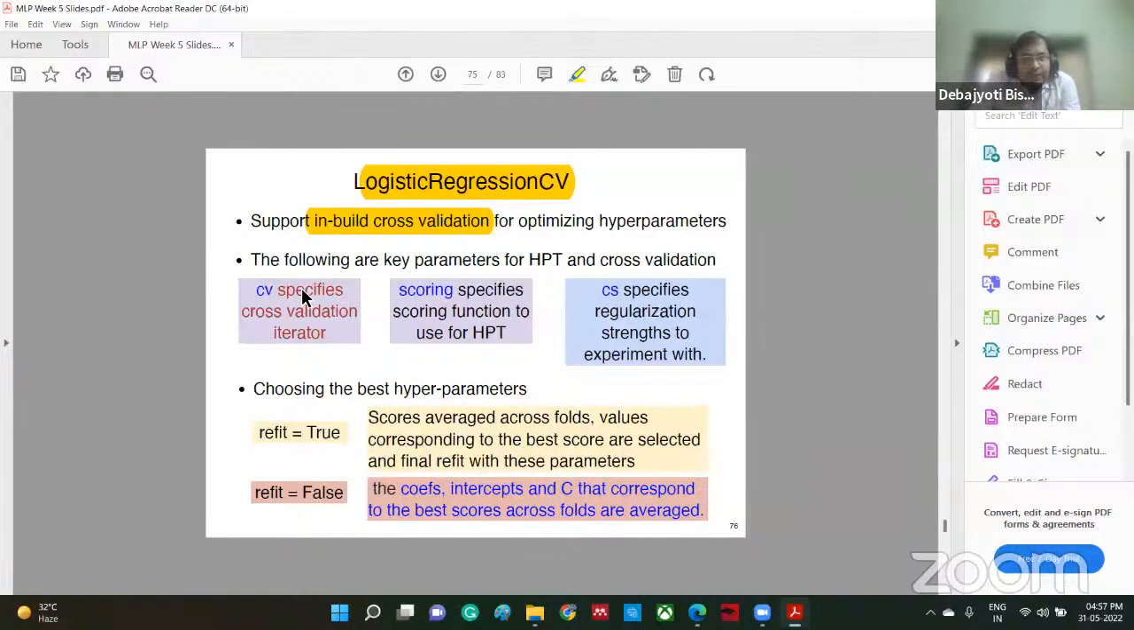So scores are averaged across folds, and then the best score is selected and refit with those parameters only. Here, if refit equals false, what is happening is that the intercept and C which correspond to the best scores across the folds are averaged. So at first, the best scores are taken in refit equals false, and then they are averaged. Okay, so that is the difference I have understood.